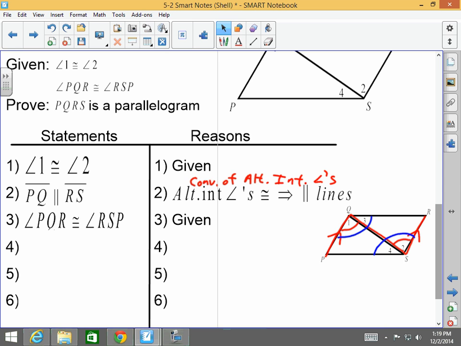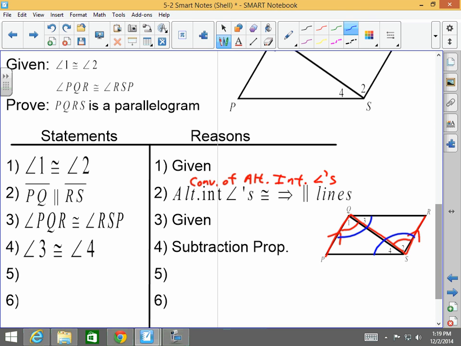Why? Excellent. Angle 3 is congruent to angle 4 because of subtraction property. Now, check it out. I would use a colored pencil with my proofs from here on out because it's going to help you. Look at what I just created here. What shape did I do in blue there? A Z.